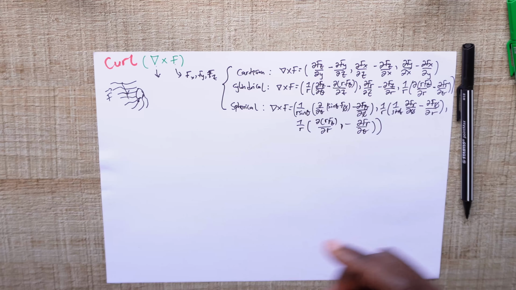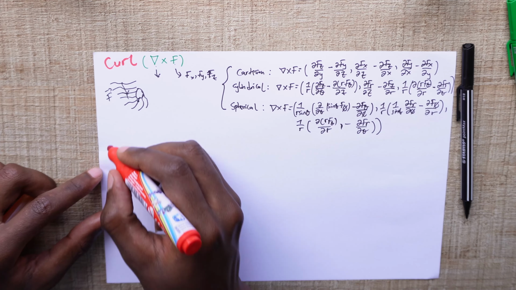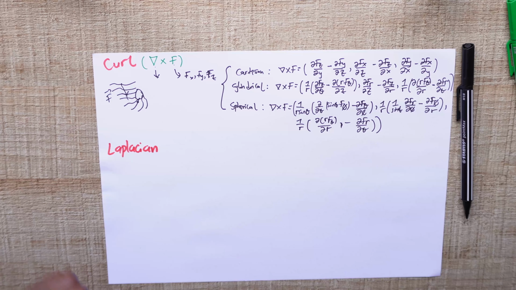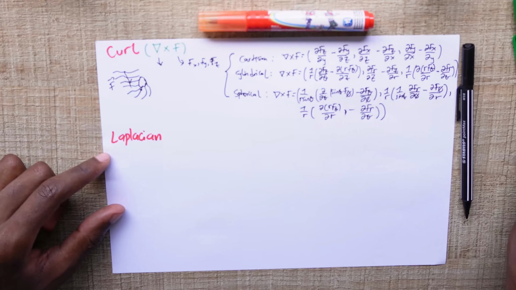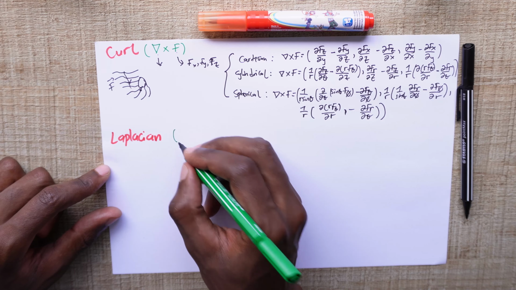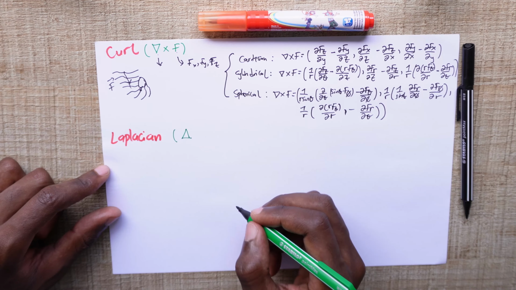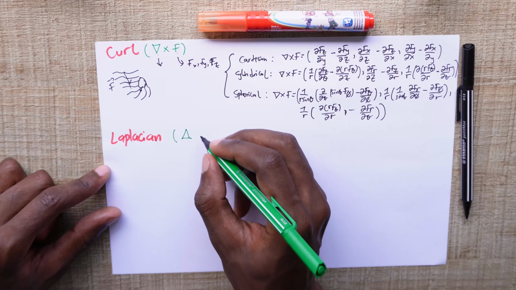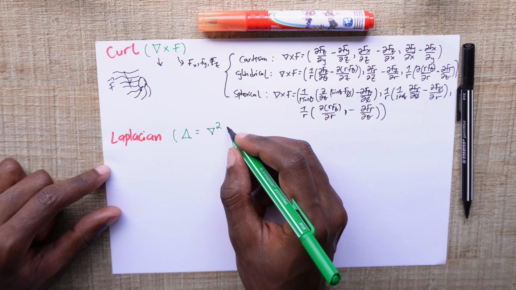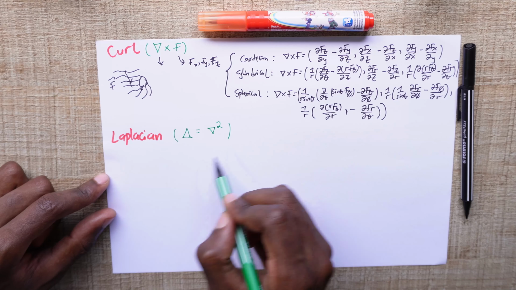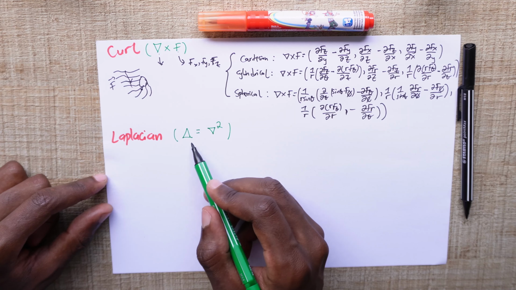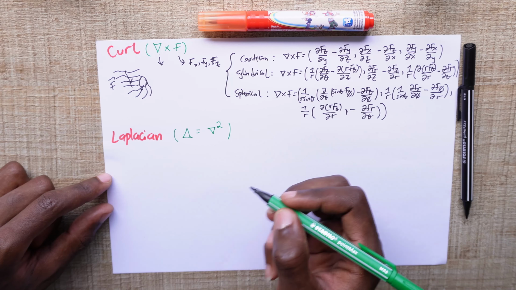And the last operator here is the Laplacian, named after Laplace. It's usually known as the Laplace operator. And this operator actually has a very special symbol, which is a triangle. And what this triangle represents is actually a double Nabla operator. And what's interesting with this operator is that you can apply it to both scalar fields and vector fields.